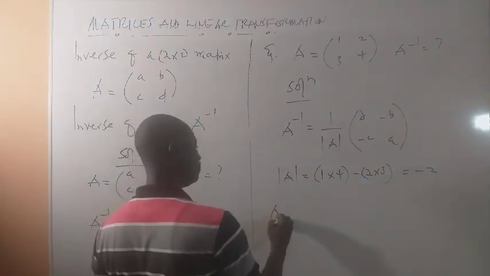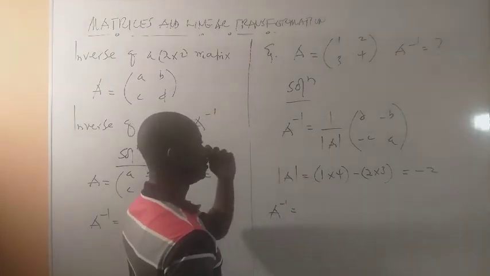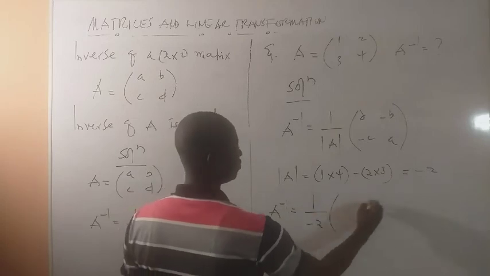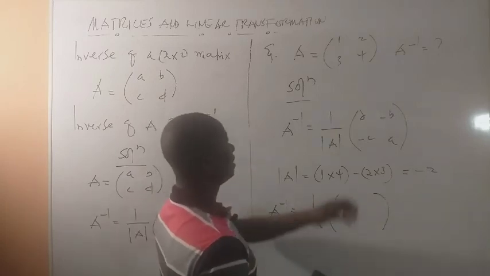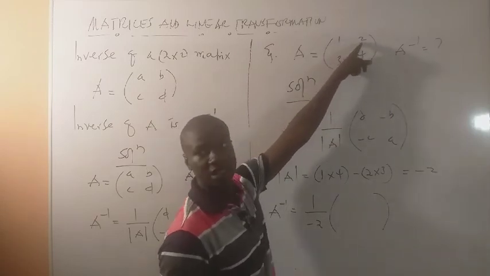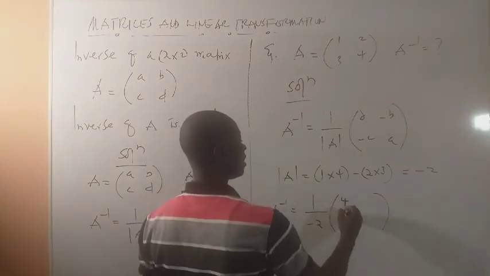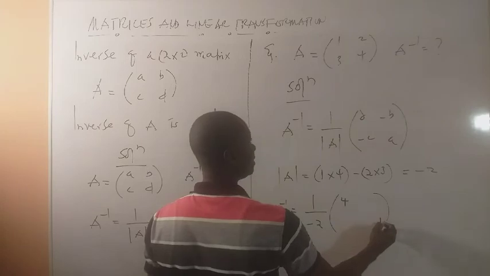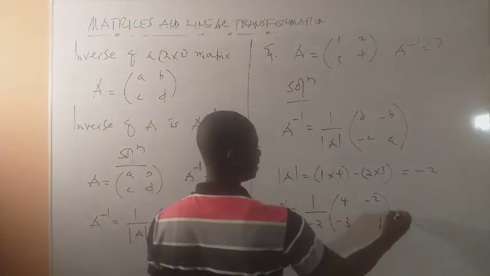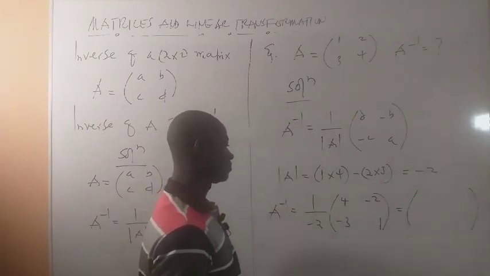Now, in finding the inverse of the matrix A, we know that it is 1 over the determinant. So we have 1 over minus 2. Don't forget that the 4 takes the position of the 1, and the 1 takes the position of the 4. Then we negate the second element, then we also negate the third element. So we have 4 up here, then we have 1 here, then we negate the 2, then we negate the 3 and simplify. Now we are back to multiplication of a scalar by a matrix.